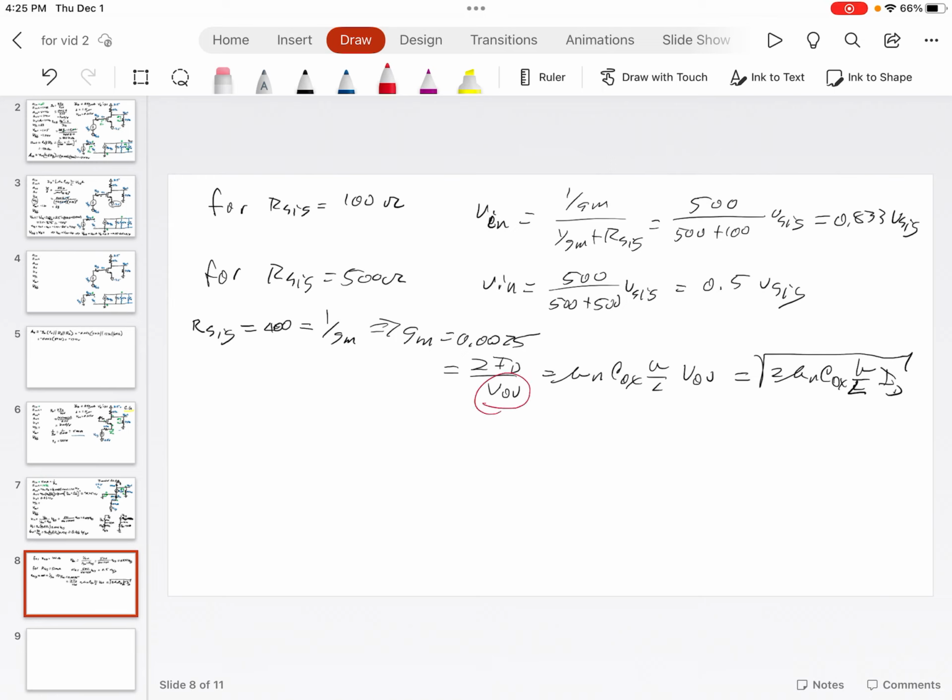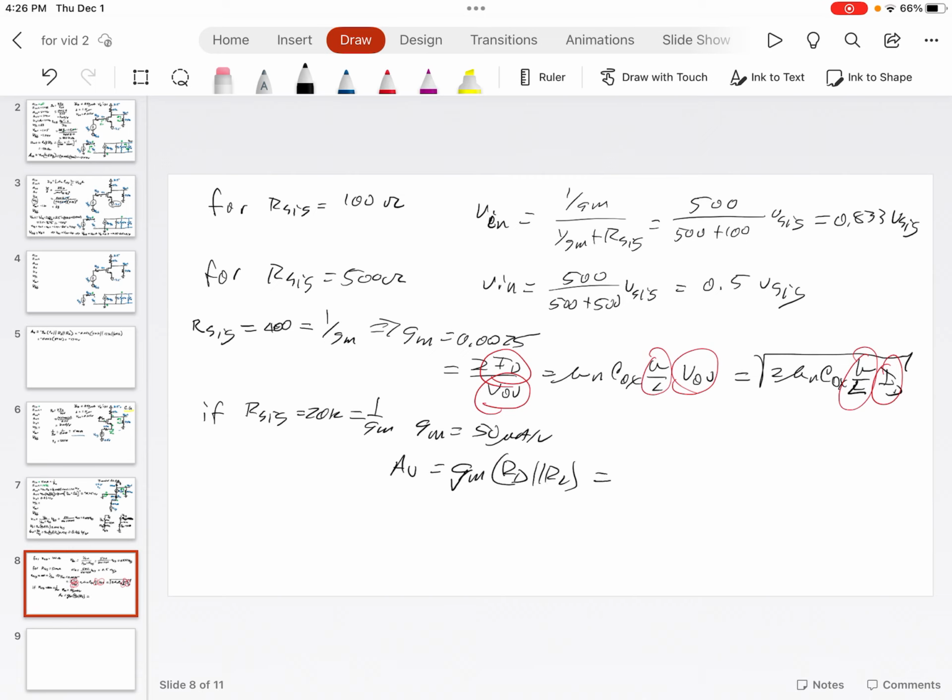And we've got some choices here for what we could change. You could change V overdrive and ID to get the GM we need. You could change W over L and V overdrive, or W over L and ID, but don't change everything, right? You could really run into real problems. Let me just say there are some limits. If R sig is equal to 20K, and we want that equal to 1 over GM, then we need GM equal to 50 microamps per volt, and then we would have a gain of AV equal to GM RD parallel with RL, and if we put those numbers in, we get 0.469 volts per volt. So another disaster on gain.